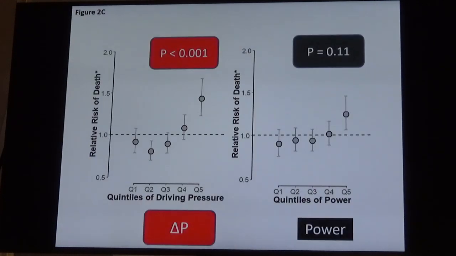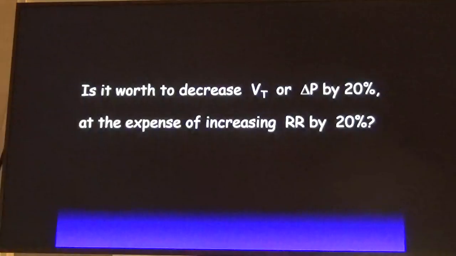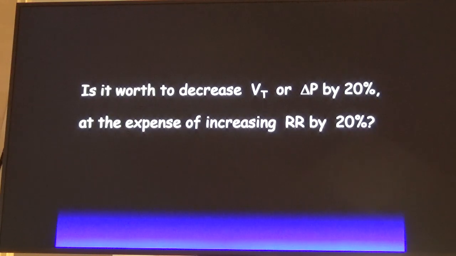Okay, I'm skipping this for the sake of time, and I'm going to go to this very important clinical question, and then I think I'm going to make my case. I have just demonstrated that the power computation is not bringing us additional information if you already have the computation of driving pressure and respiratory rate. But then there is this very important question. Is it worth decreasing driving pressure or tidal volume by 20% at the expense of increasing the respiratory rate to keep the same PCO2 levels?